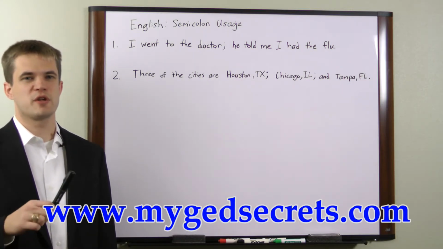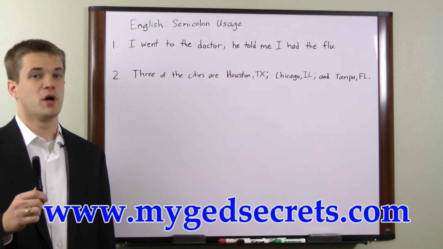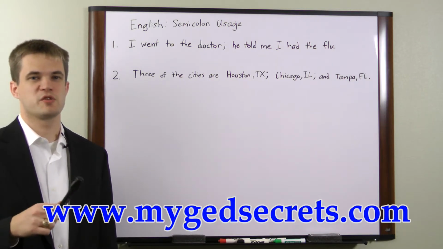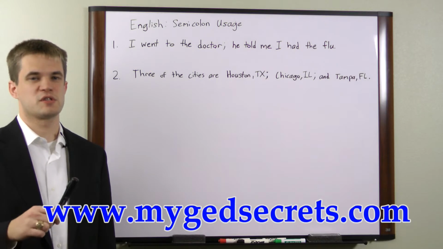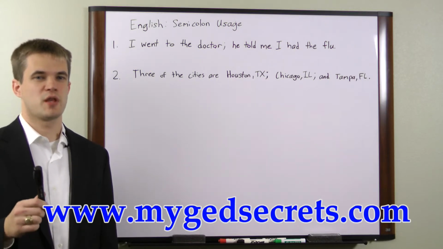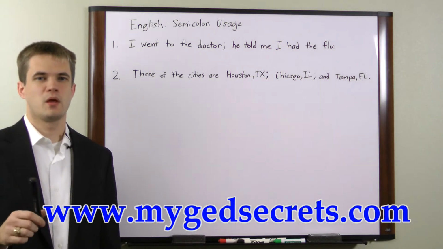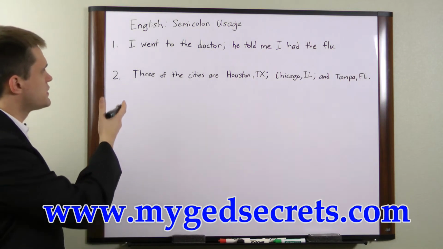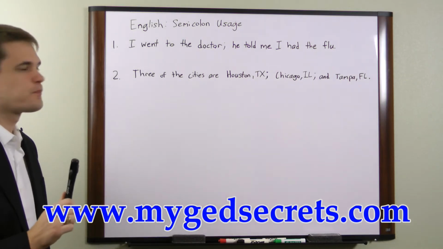Ordinarily, you would use a comma to separate items in a list, but if the items contain commas within them, it may be confusing to separate the items with a comma. So that's where the semicolon comes in. Here we have one example sentence for each usage.